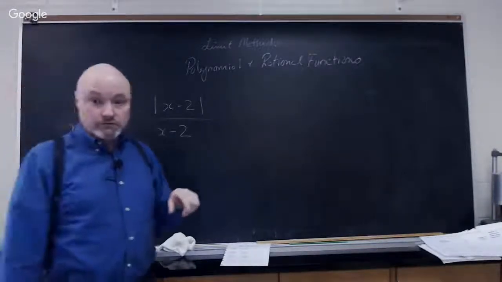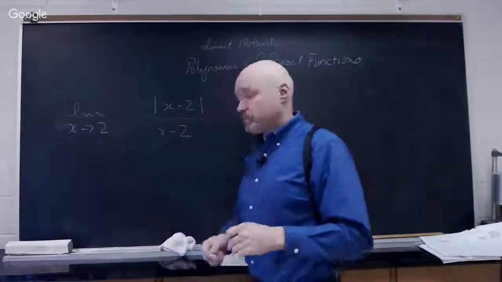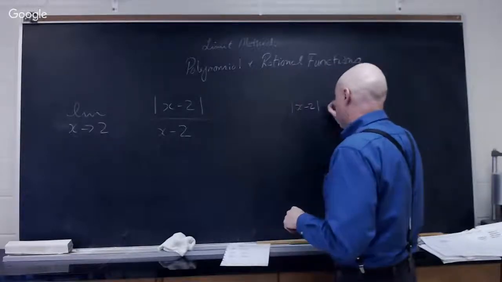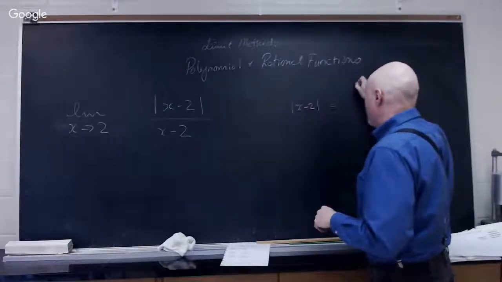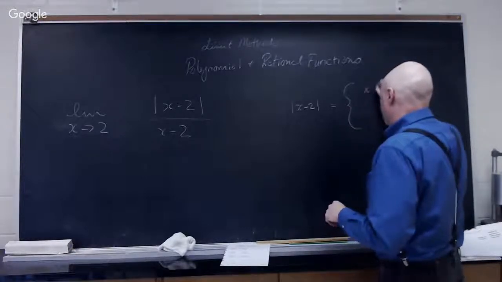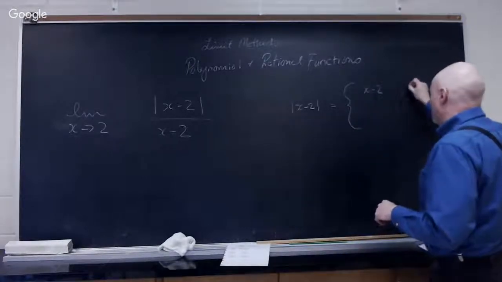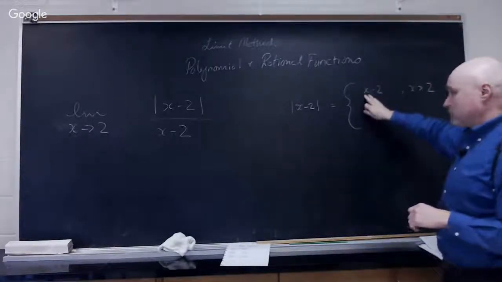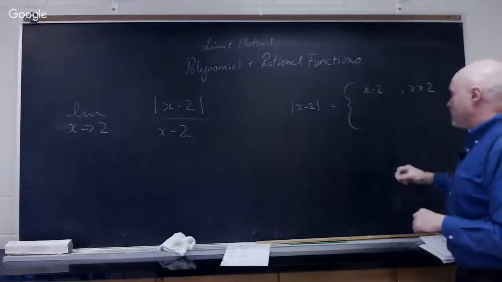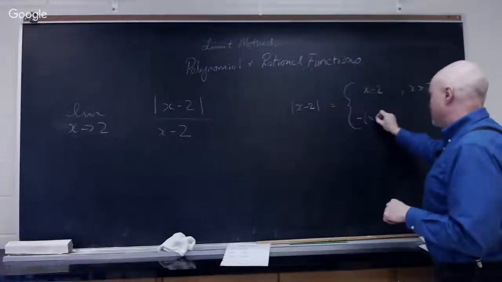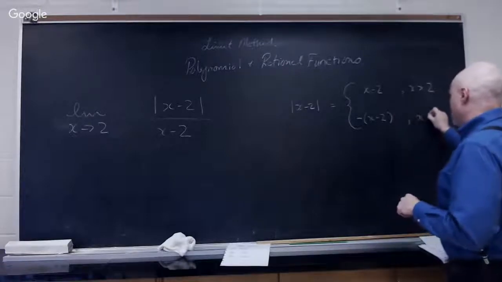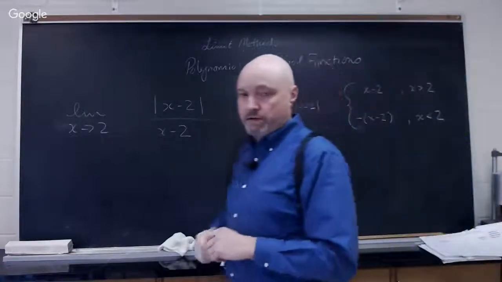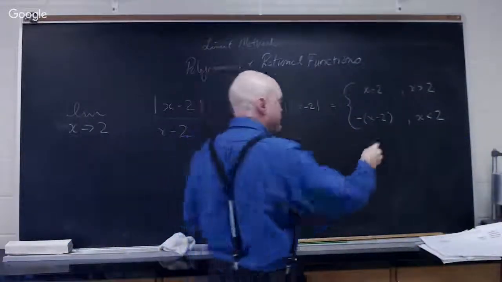Now, the absolute value function can be better explained as a piecewise function. So the absolute value of x minus 2 is the same as just x minus 2 when x is greater than 2. In other words, when x minus 2 is positive, it's just x minus 2. And it is negative x minus 2 when x is less than 2. And so we can redefine the absolute value function as this piecewise function.